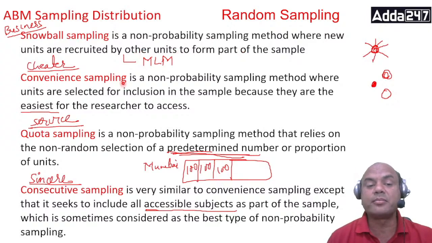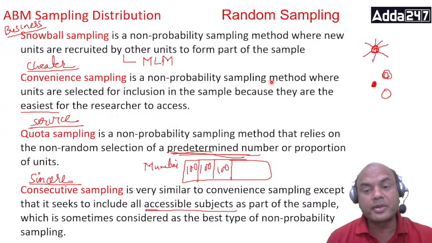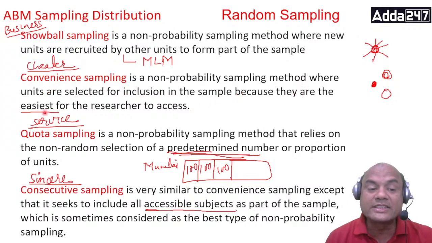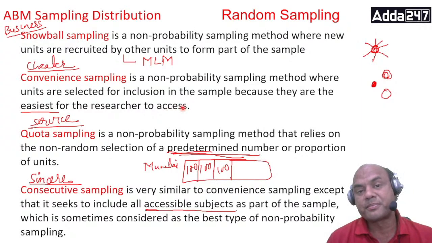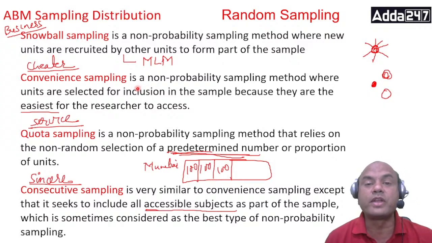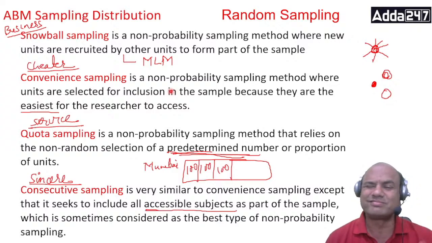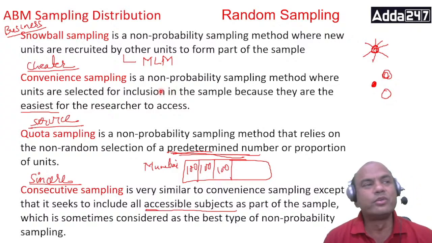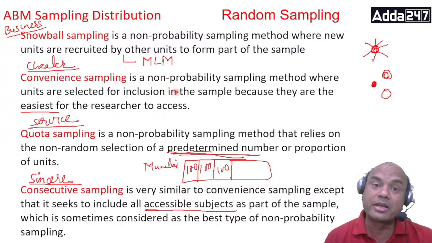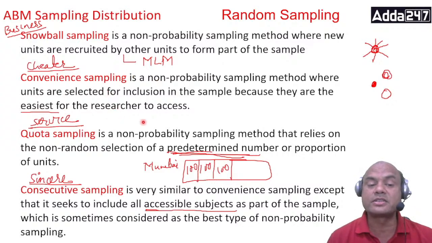Second is convenience sampling. Convenience is the cheater. Who is the cheater? It is a non-probability sampling method where units are selected for inclusion in the sample because they are easiest for the researcher to access. What do I mean by this? Suppose you tell me to do a survey of 15 persons in the city. And what do I do? I sit at my home. Who will I go to? Who is near me? Neighbors. I bring all my 15 neighbors and my family members. So that's convenience, because they are easiest for the researcher to access.